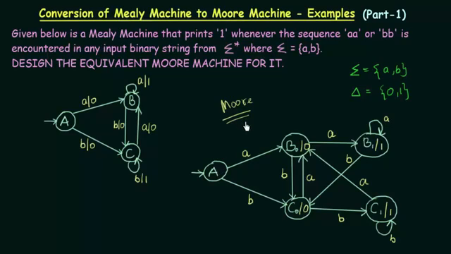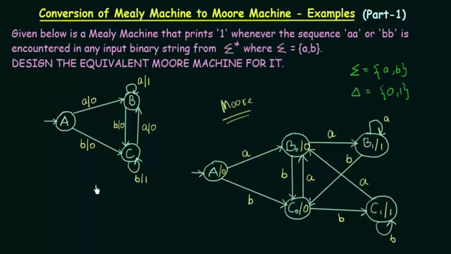So in order to complete this Moore machine, you can give an output to A as well. And what output shall we give? I'll give the output 0. Let me just give the output 0 to A. And why is that? I don't want to give the output 1, because I want to print the output 1 only when an AA or BB sequence is encountered. That will be only here and here. So in the starting state itself, we are sure that we will never get a sequence AA or BB. So we'll give a 0 to this starting state A.